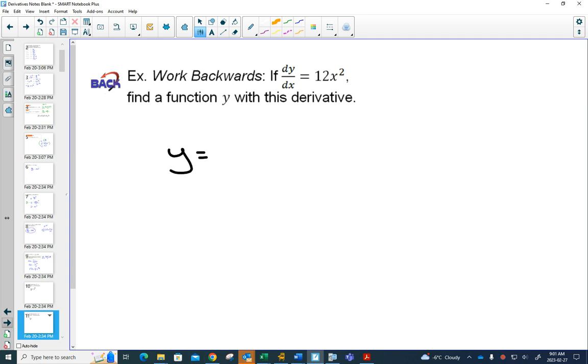So for something like this one with the number out in front, first of all, you would know that to have the x squared, originally, you would have needed an x cubed. What number would have had to be in front then to get the 12? There would have to be a 4.